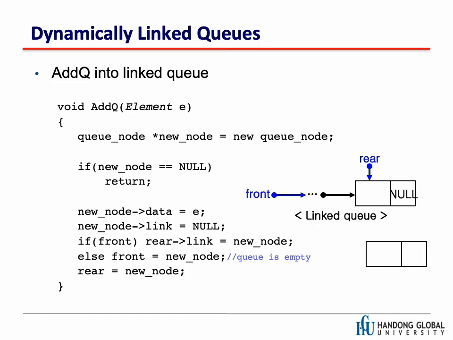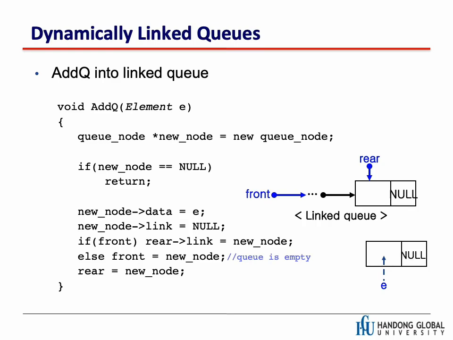Now let's assume that memory allocation is successful, and then we have to assign the data. So first, new node data will be E. So we copy all the elements of this structure instance E to new node data. And then, when we add a new node to this linked queue, new node will be the last node. So the rear is pointing to the last node, and the new node will be after this last node from the linked list. So the new node link should be null.